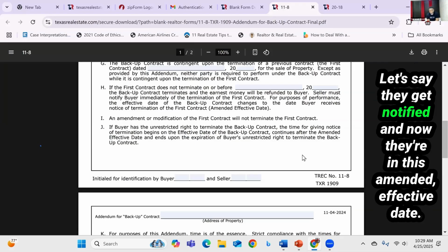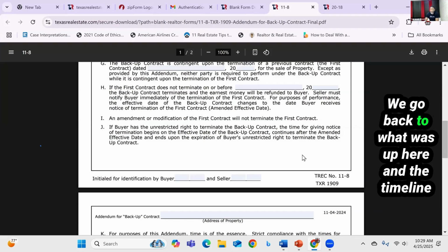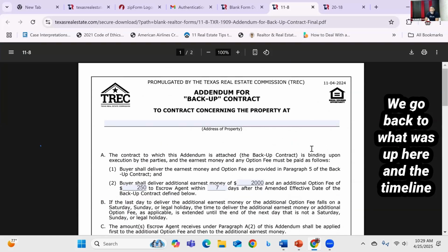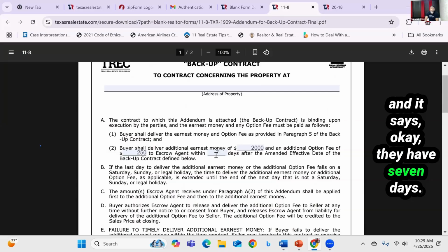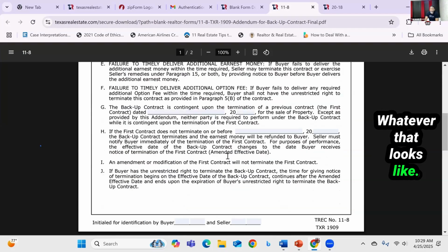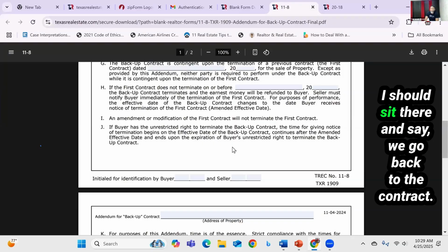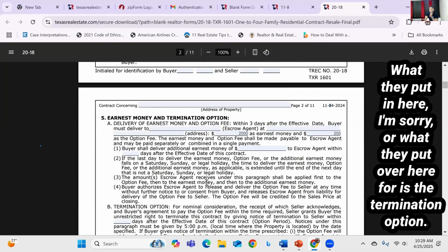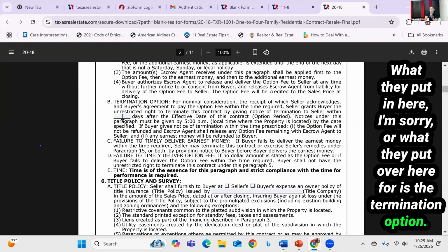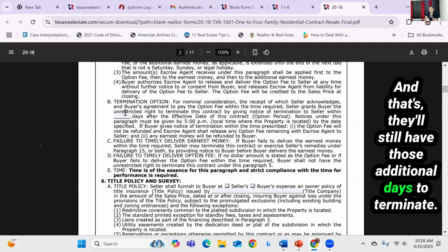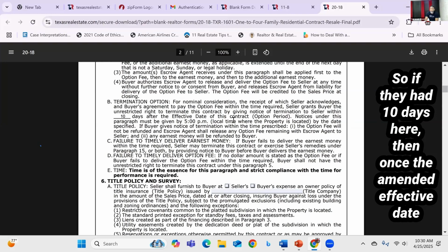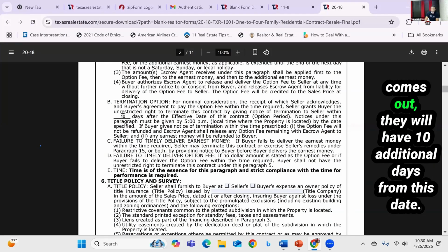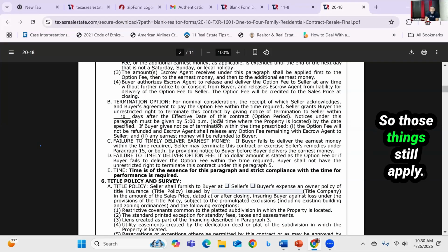Let's say they get notified, and now they're in this amended effective date. We go back to the contract, what they put over here for the termination option. They'll still have those additional days to terminate. So if they had 10 days here, then once the amended effective date comes out, they will have 10 additional days from this date. So those things still apply.